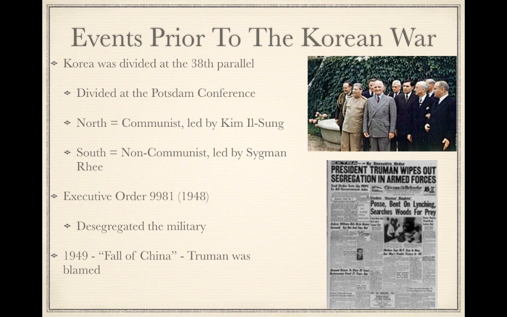In 1949, we have the fall of China, in which China became communist and Truman was blamed. So this is kind of lingering in the background, the idea that a country became communist and the U.S. is going to try to make sure that no other countries become communist. And the Cold War was in full effect, and the U.S. was following that policy of containment popularized by George Kennan.